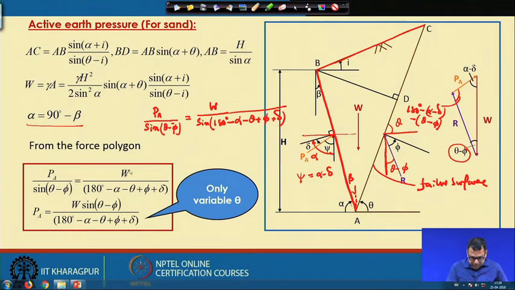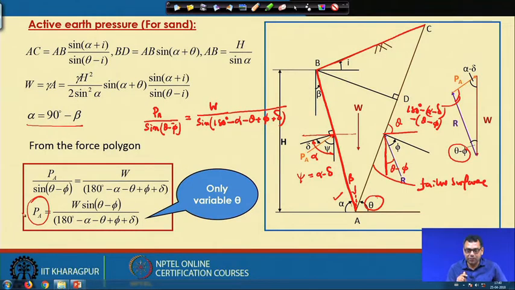So now finally, PA will be W into sin theta minus phi divided by sin of 180 degrees minus alpha minus theta plus phi plus delta. So here the only variable is theta. Okay. Other things are known. We know alpha because this is the angle this wall is making, that is fixed. Your phi value is a property, that is fixed. Delta value is also fixed. So the only variable is theta, because depending upon this theta, this PA value will change. Okay.